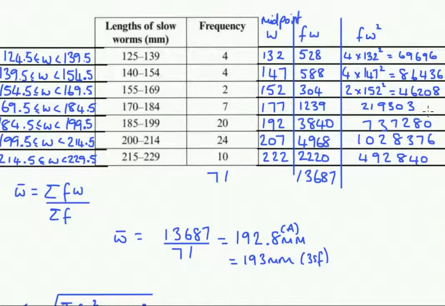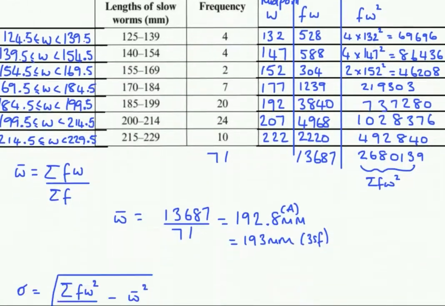So 69696, add 86436, add 46208, 219303, 737280, 1028376, and 492840. So I get 2680139. That is the sum of FW squared.